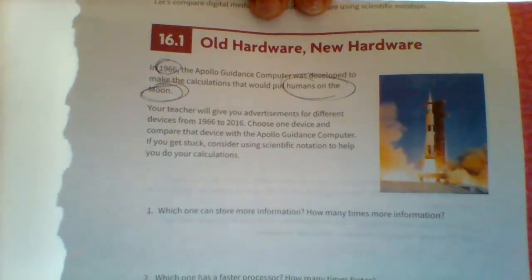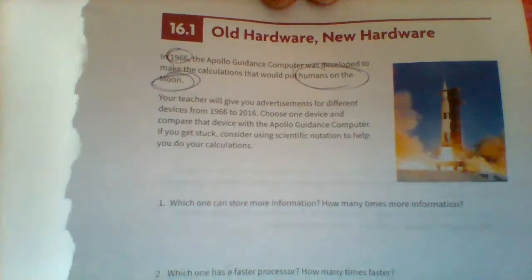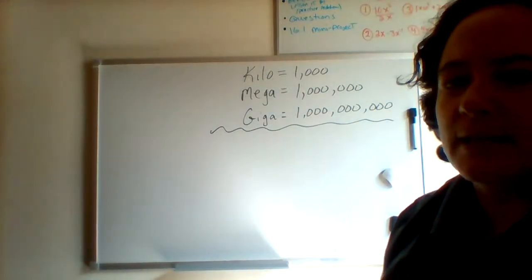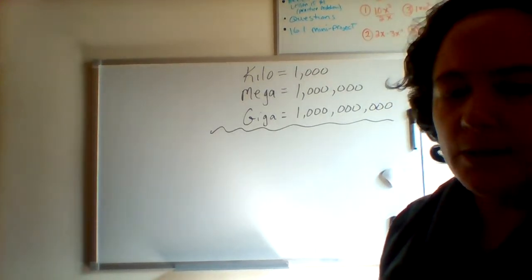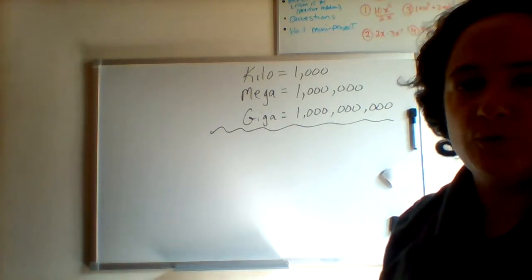1966. They created a computer that would take humans to the moon. You're probably saying, Miss Leggett, this is not science or history class, right? Well, math permeates all of life anyway, so in my opinion, it makes the math more interesting anyway.